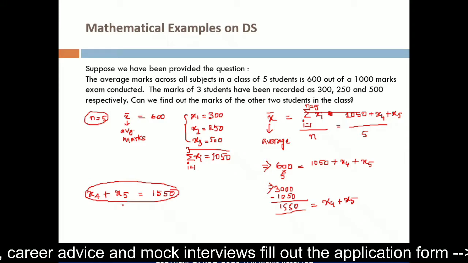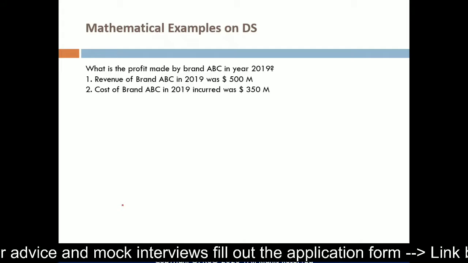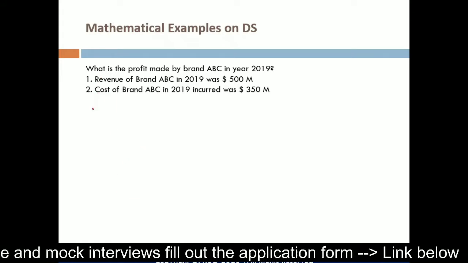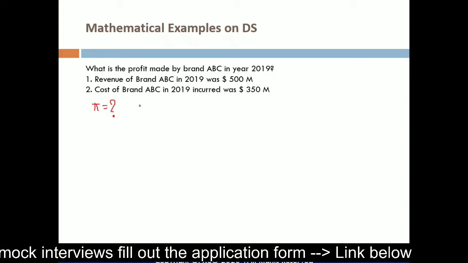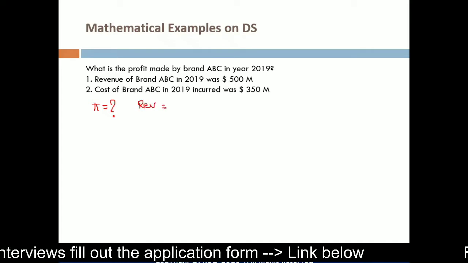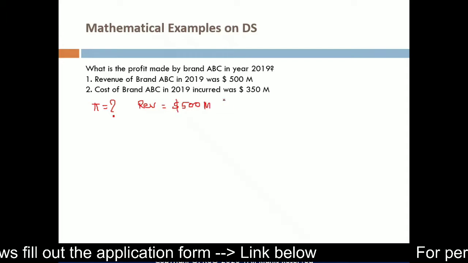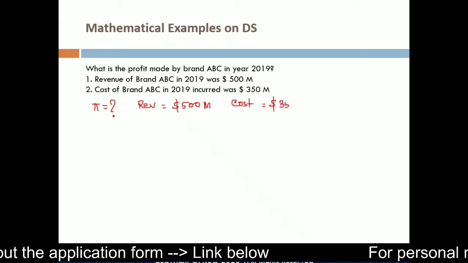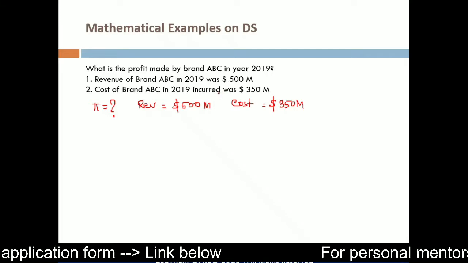Now, similarly, if we look at the second problem, in this case, the question asked here is what is the profit made by brand ABC in the year 2019? So you are looking at profit. What is the profit is the question. And what is the information that has been provided? The revenue of the brand ABC in 2019 was $500 million. Okay. And the cost in 2019 was $350 million. So what say guys? Will we be able to solve this problem based on the data that we have?